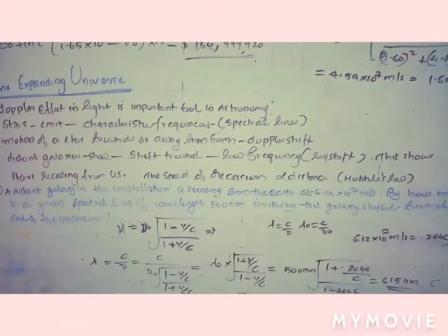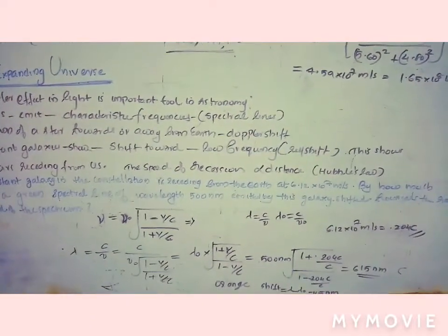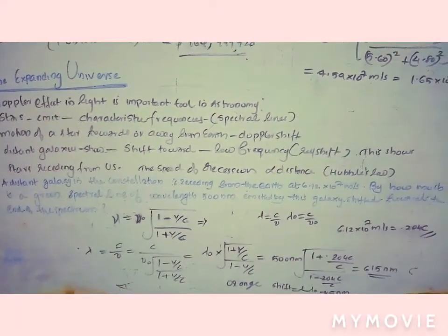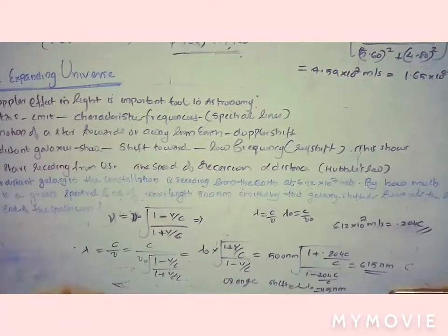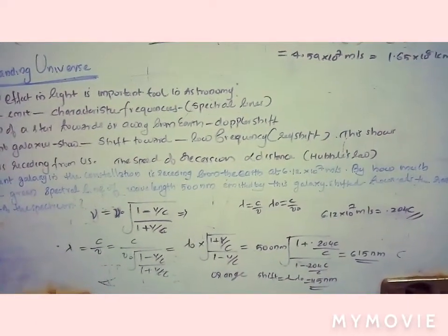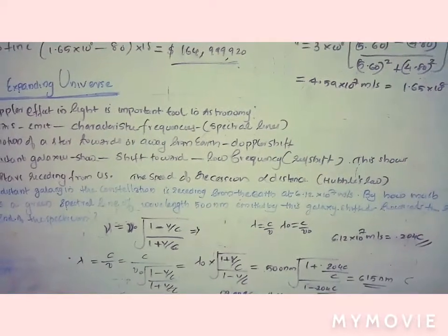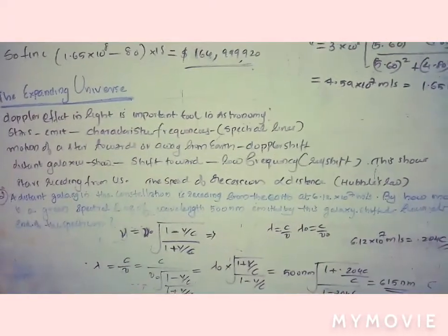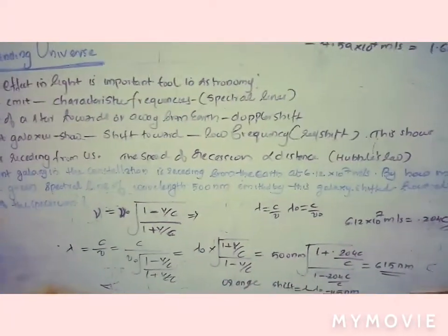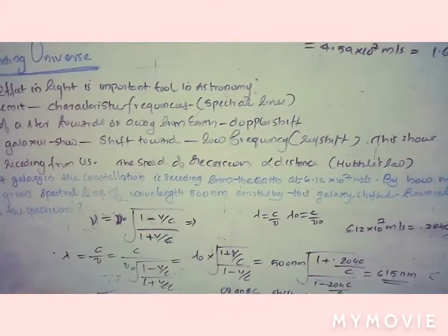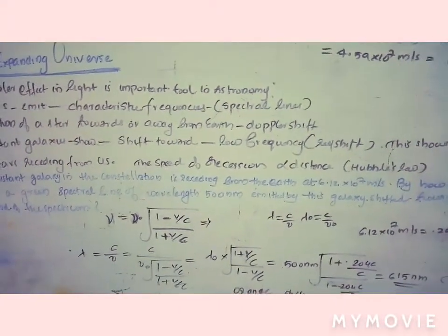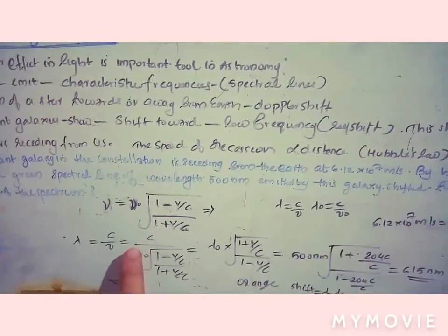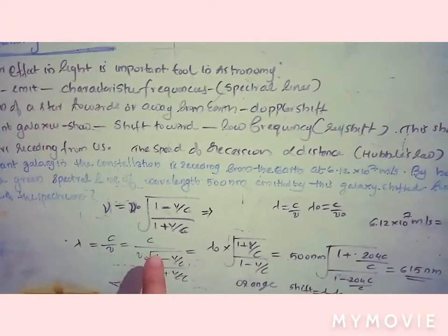A distant galaxy in the constellation is receding from the earth at 6.18 into 10 raised to 7 meter per second. By how much is a green spectral line of wavelength 500 nanometer emitted by this galaxy shifted toward the red end of the spectrum? So we know the equation for receding changes with the minus. We know that the actual equation we have is nu is equal to nu 0 under root 1 plus v by c divided by 1 minus v by c.